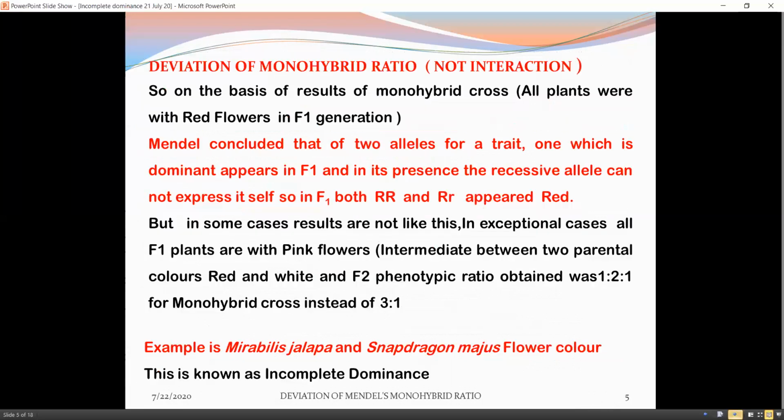Now we will see what is the deviation of monohybrid ratio. This cannot be called as interaction. So on the basis of results of monohybrid cross, with all the plants with red flowers in F1 generation, Mendel concluded that of two alleles for a trait, the one which is dominant appears in F1 and in its presence the recessive allele cannot express itself. So in F1 both capital R capital R and capital R small r appeared red. But in some cases, results are not like this.